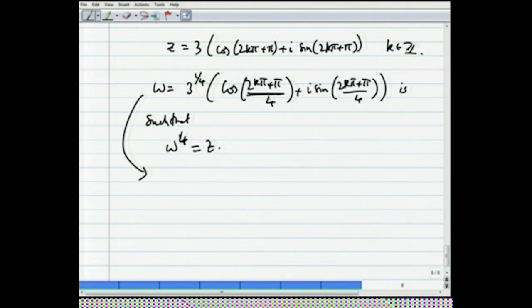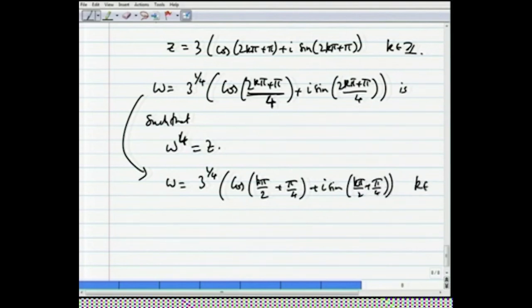Notice that now this 2k pi has been divided by 4. So you get, for example, when k is 1, 2 pi by 4, pi by 2 plus pi by 4. So for k equals 0, 1, 2 and 3, we notice that we get different values of w. Let me be slower. So maybe I will say w is 3 power 1 by 4 times cosine of (k pi by 2 plus pi by 4) plus i sine of (k pi by 2 plus pi by 4), where k belongs to integers.